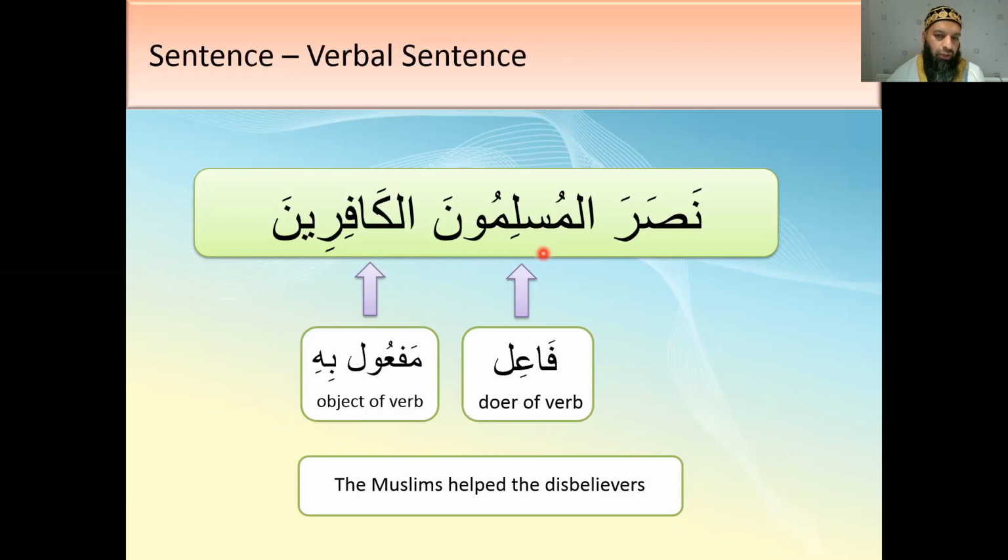How come it's not Nasaru if it's Muslimuna? Muslimuna means three or more Muslims. Should we not be using the three or more verb? Good question. If you look at your books, yes, it's a good point. So he's saying, if you're using the plural of Muslims, then why are you not saying Nasaru? Good question.